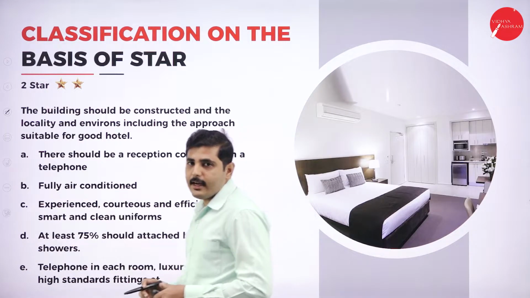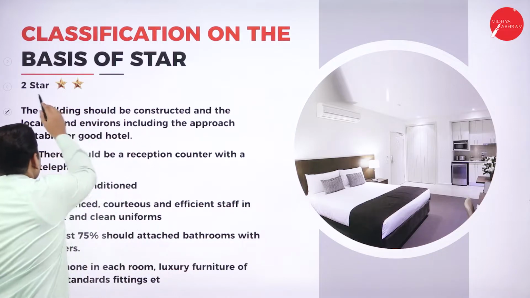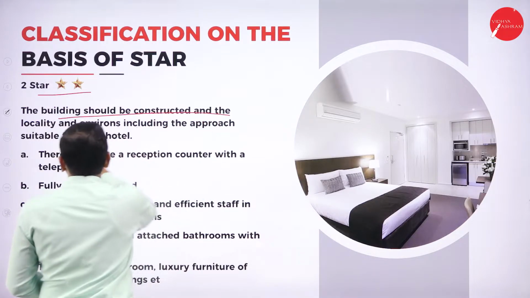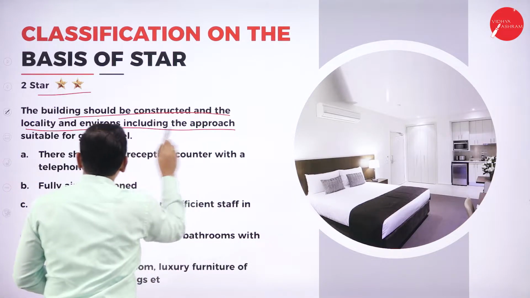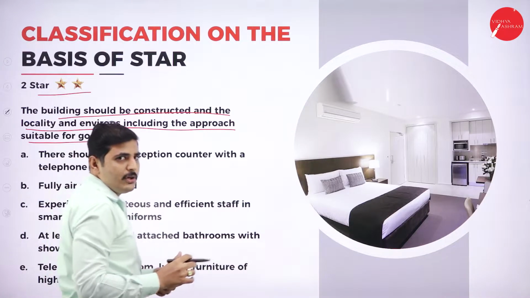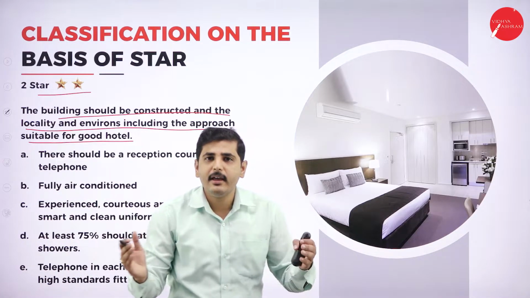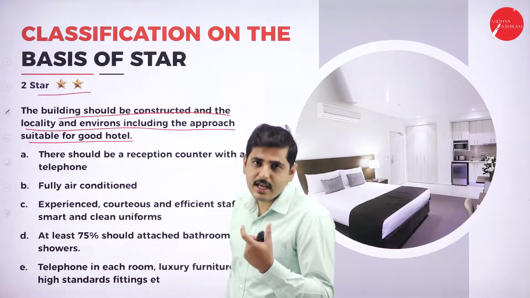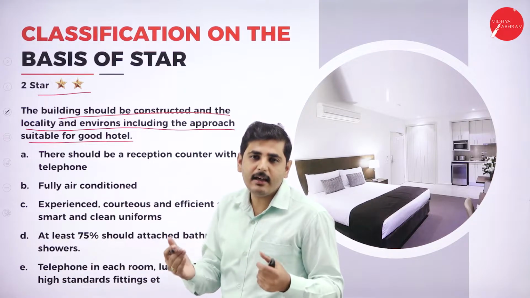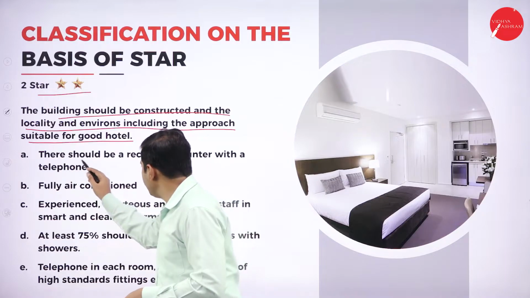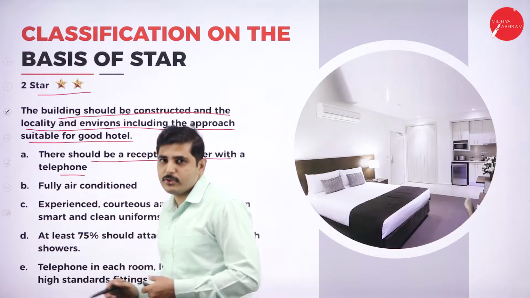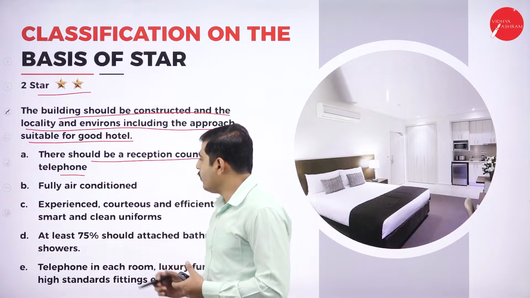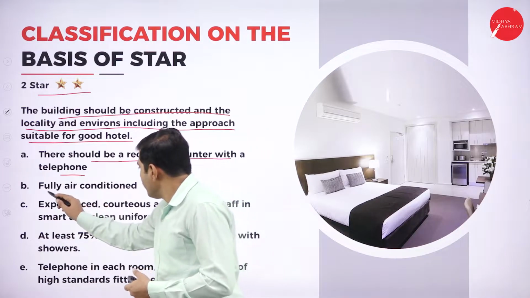Now let's go to the second type of hotel, that is the 2-star hotel. What do you mean by a 2-star or double star hotel? The building should be constructed, and the locality and environs, including the approach, should be suitable for a good hotel. There should be not only a building but also, for example, a garden in this 2-star hotel. Next, there should be a reception counter with a telephone. It is mandatory to call it a 2-star hotel. There should be a reception counter with a receptionist, and fully air conditioned.